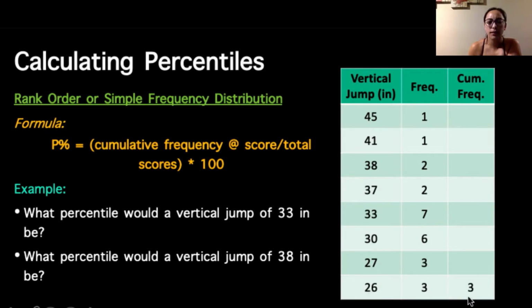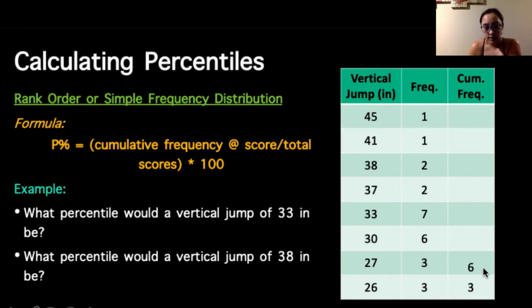And in the first cumulative frequency row, it's always going to be equal to the existing frequency of that worst value. Okay, so at 26, we have a frequency of 3. Cumulative frequency is 3. Exactly 3 people performed the worst in this vertical jump and got a value of 26. As we move up our distribution, we take the cumulative frequency that we currently have, we add the frequency of the next raw score in our distribution, and that becomes our next cumulative frequency, right, which is 6.